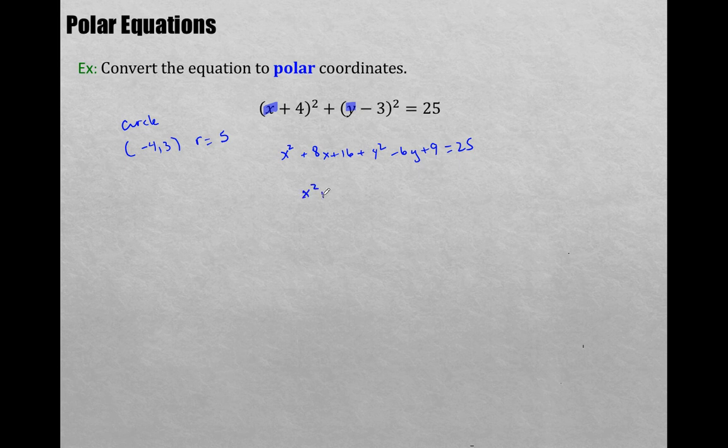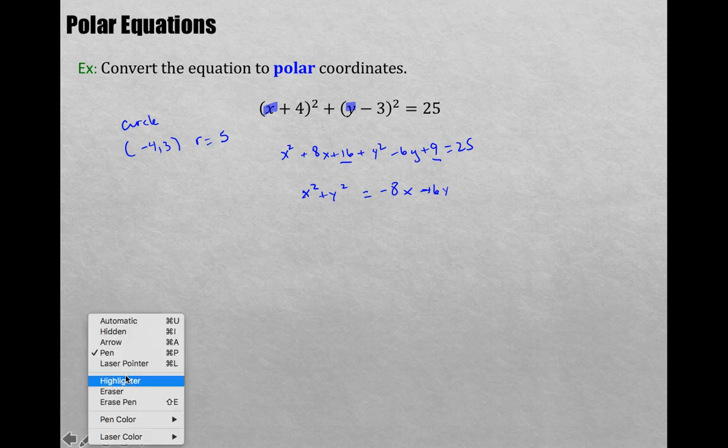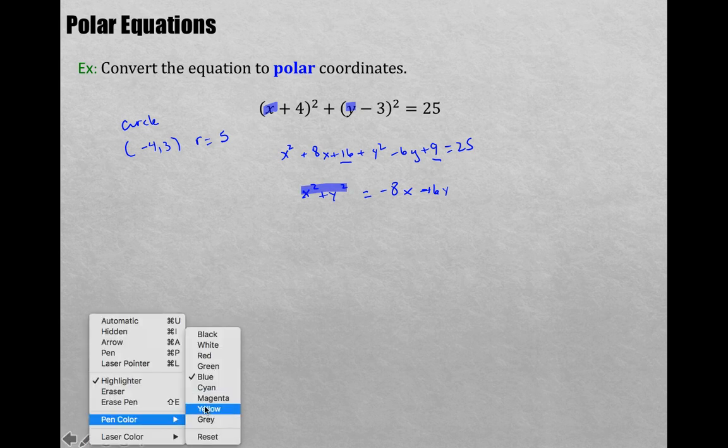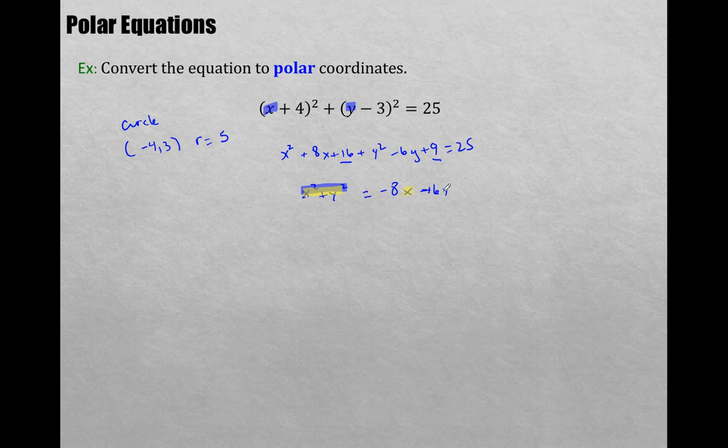So I have x squared plus y squared. I know what I'm going to replace that with. So that's one thing I'm going to be able to do. I'm going to get everybody over to the other side. What is that? -8x. And then plus 6y. And then I had a 16 over here and a 9 here, which is a 25, which canceled out with that 25. So I just have a plus 0. So let's go to our formulas. I can replace x squared and y squared, and I can replace x and y.